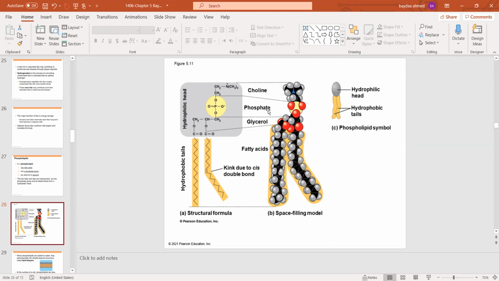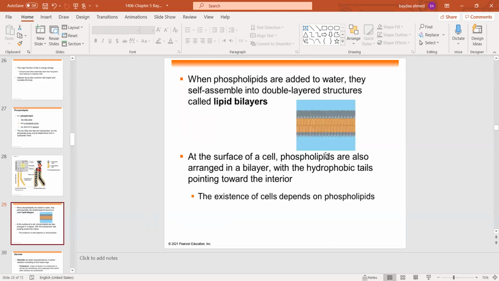When phospholipids are added to water, they self-assemble into a bilayer or sheets, as you see here. Those are the phospholipid molecules. They self-assembled in this way when we added them in the water. So we call this a bilayer that shields their hydrophobic fatty acids away from water.